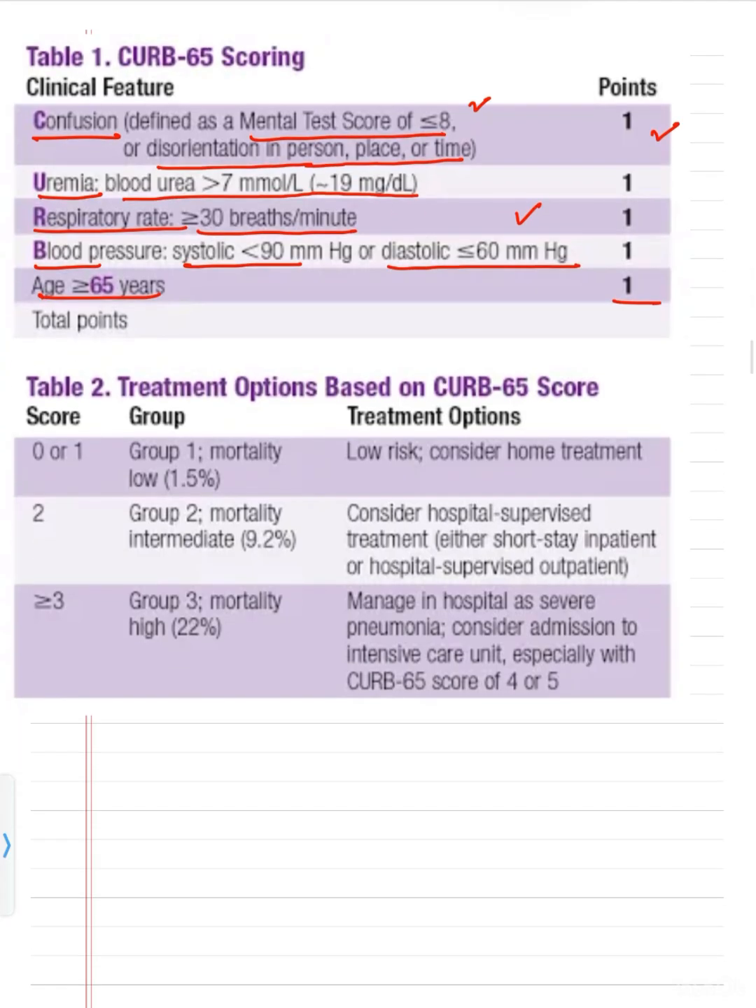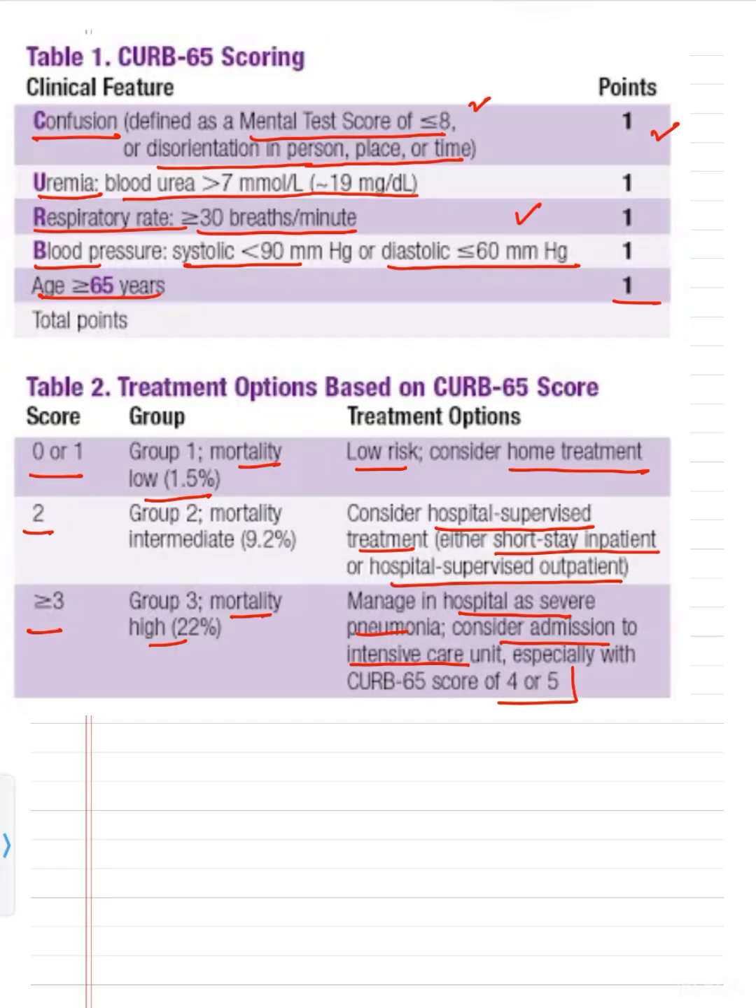If the total points come out to be 0 or 1, that's group 1. The mortality is low, about 1.5%. It is low risk and you have to consider home treatment. But if the score is 2, now the mortality rate becomes intermediate. Now consider hospital-supervised treatment, which can be short-stay inpatient or hospital-supervised OPD basis. With 3 or more, group 3, mortality is high. Manage as hospitalized severe pneumonia. You should consider admission to the ICU, especially if the CURB-65 score is 4 or 5.